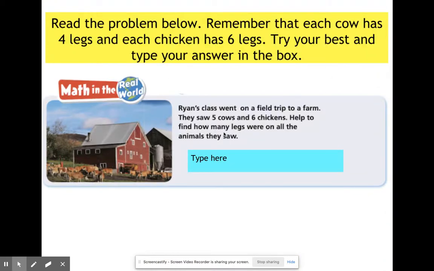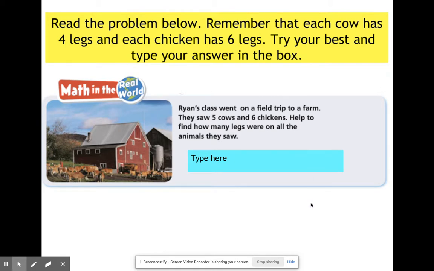Then I want you to read this word problem. Ryan's class went on a field trip to a farm. They saw 5 cows and 6 chickens. Help to find how many legs were on all the animals they saw. Remember that each cow has 4 legs and each chicken has 6 legs. Try your best and type the answer in the box. Okay, so do what you can, type the answer in the box.